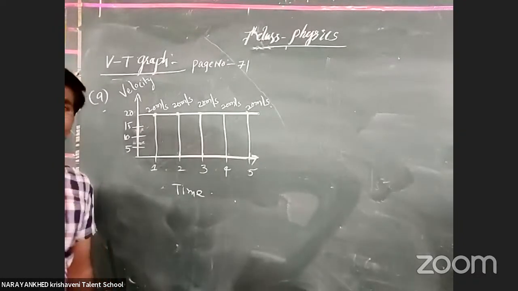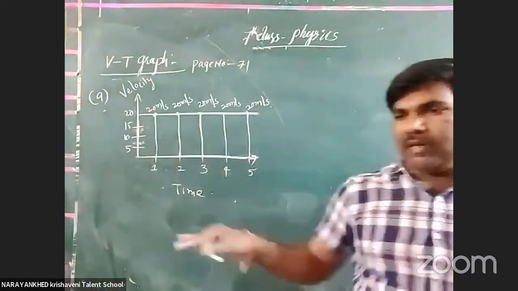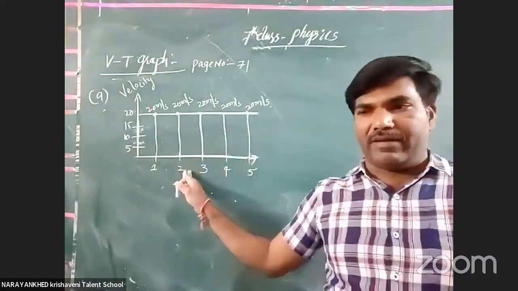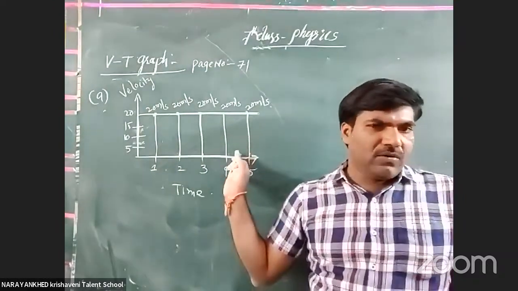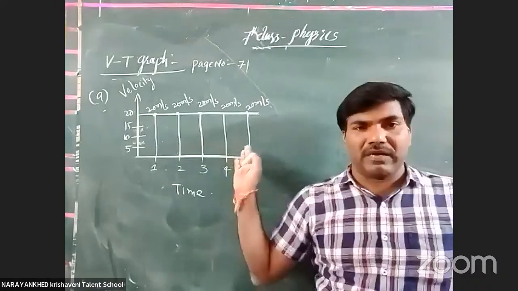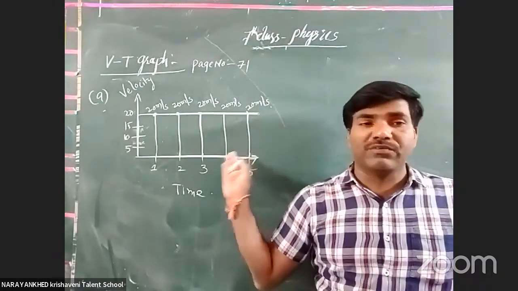Okay, what did you understand from this one? For equal time intervals, it will travel equally. Got it or not? And there is no change in the velocity. Throughout its path it contains the same velocity. That's why it is called uniform velocity.